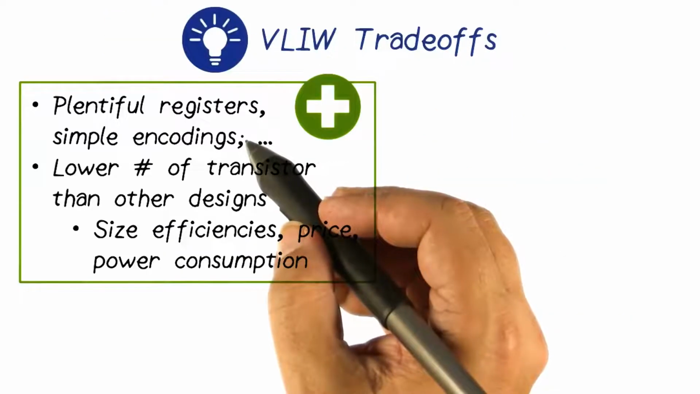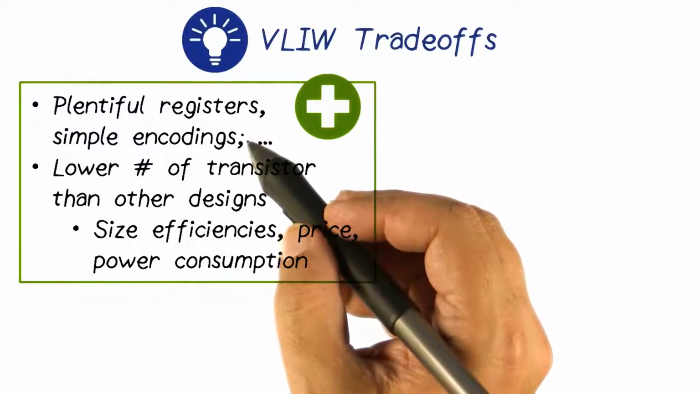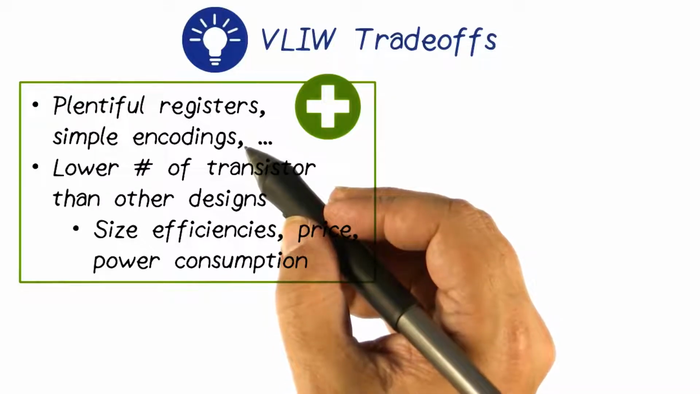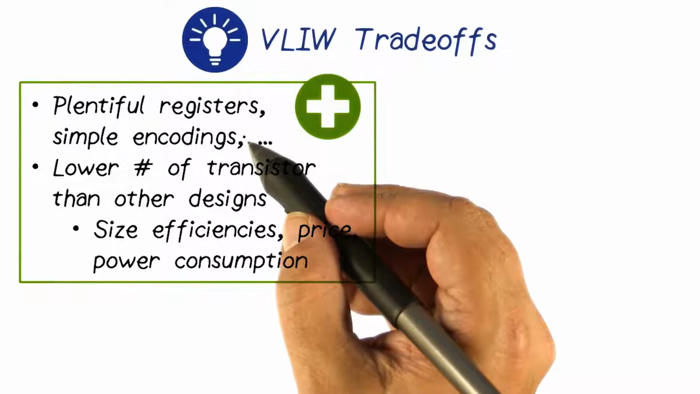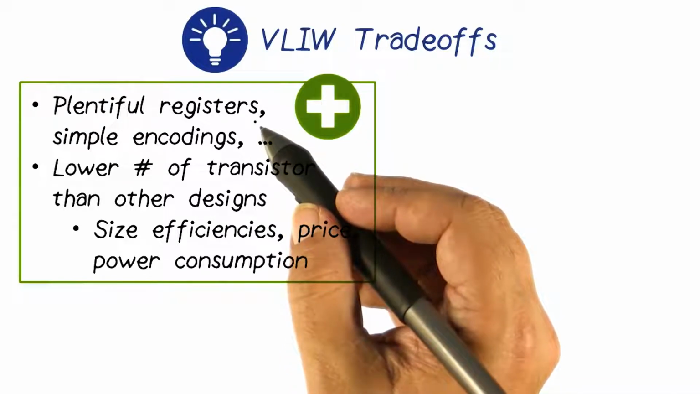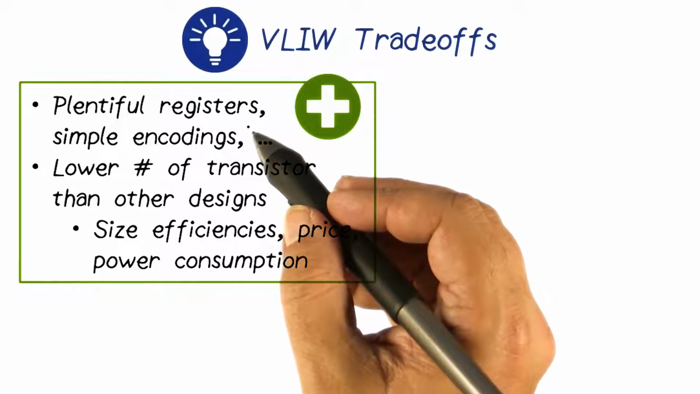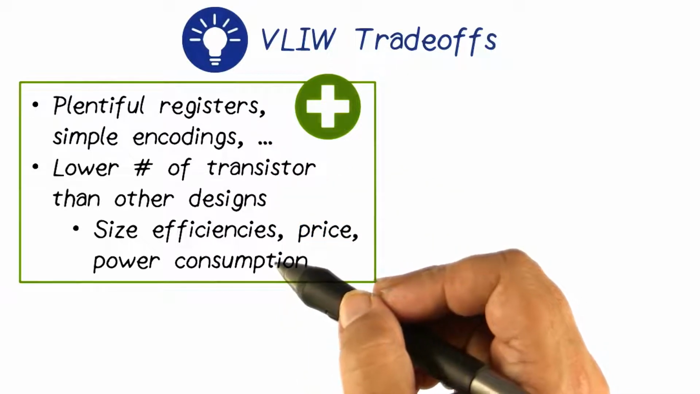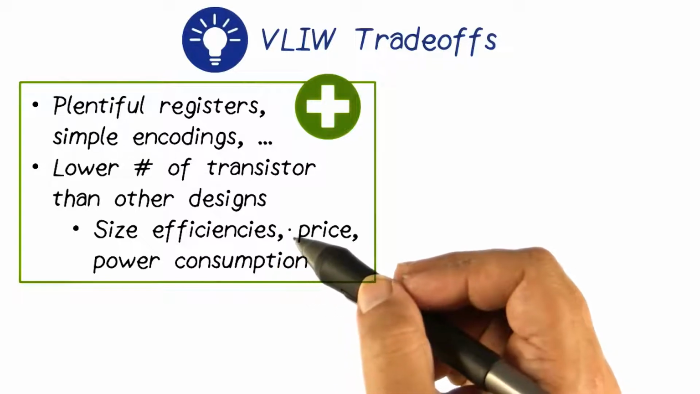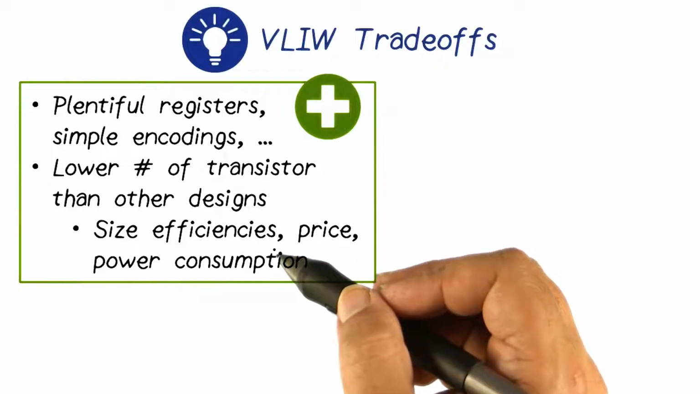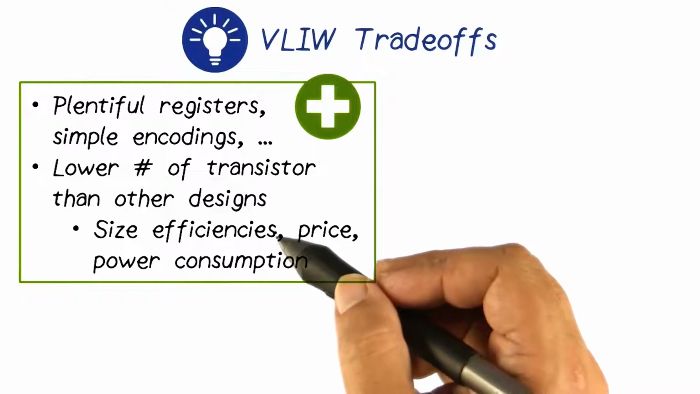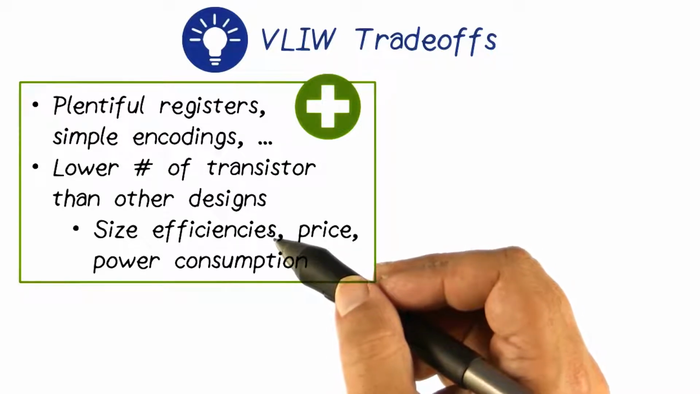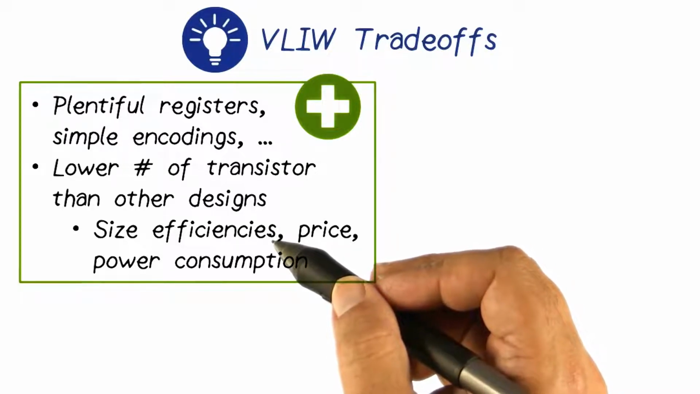Like any architecture, VLIW has its own set of pluses and minuses. So one of the positives about the VLIW is that it has simple encoding and it has plentiful registers for holding the values. It has a lower transistor budget than any other designs, and it gives you a better price and better power consumption, and it has the scale efficiencies, which means that the cost per transistor is also low.